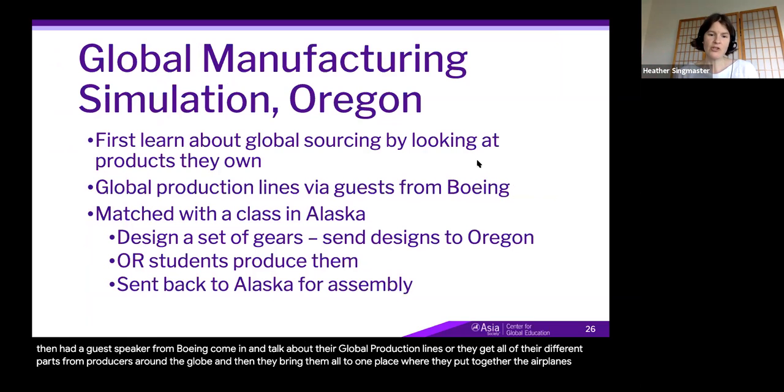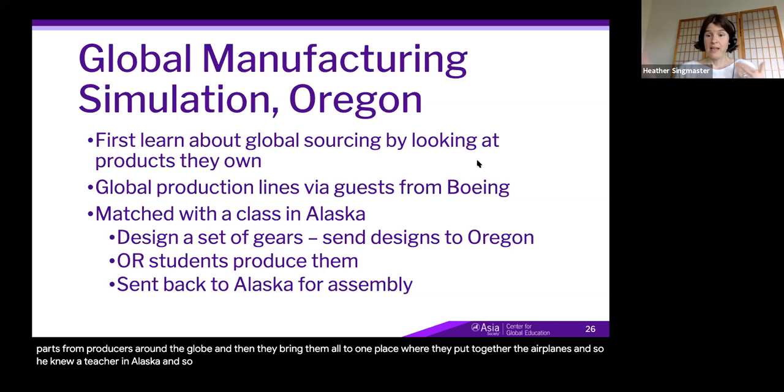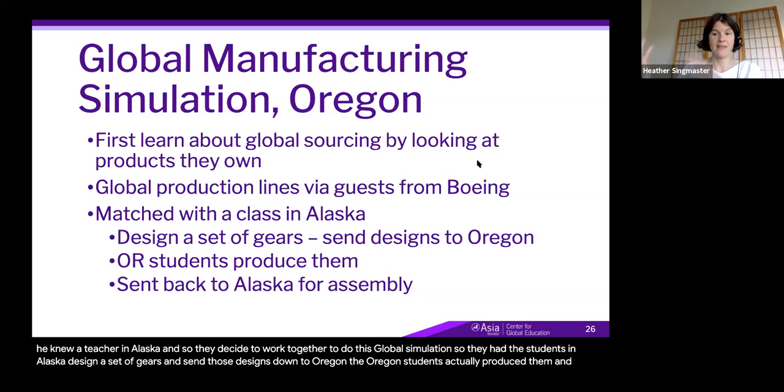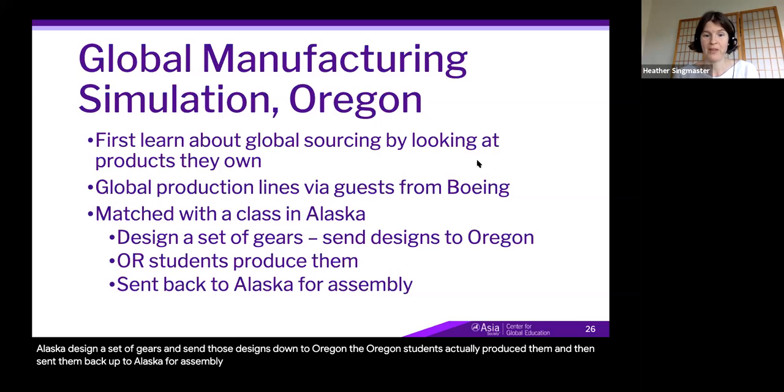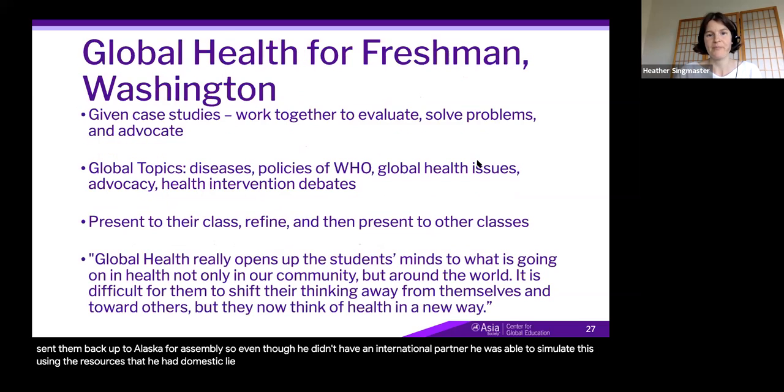And so he knew a teacher in Alaska, and so they decided to work together to do this global simulation. So they had the students in Alaska design a set of gears and send those designs down to Oregon. The Oregon students actually produced them and then sent them back up to Alaska for assembly. So even though he didn't have an international partner, he was able to simulate this using the resources that he had domestically.